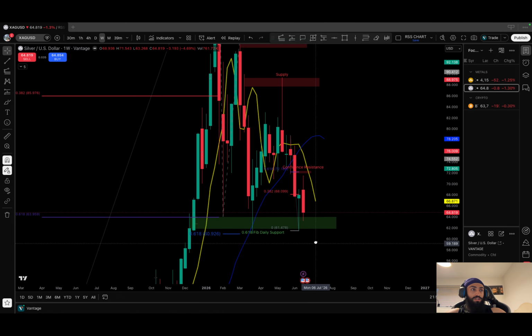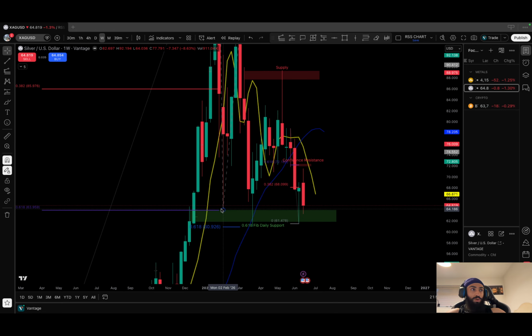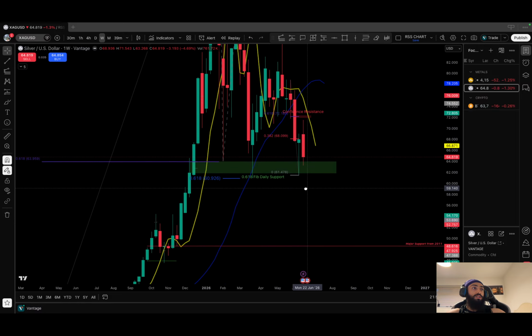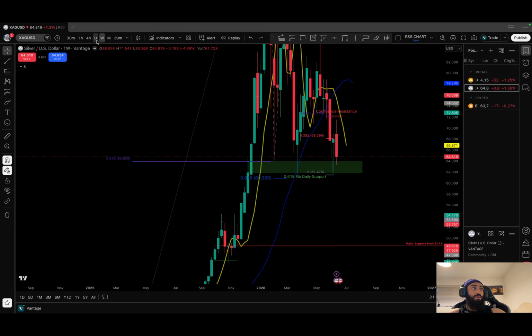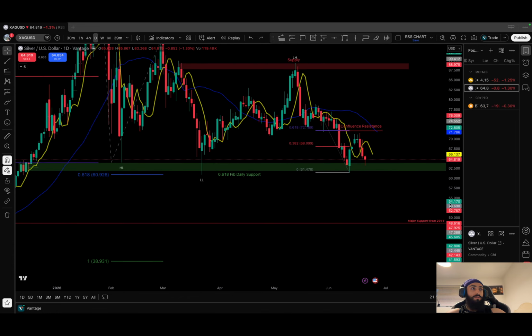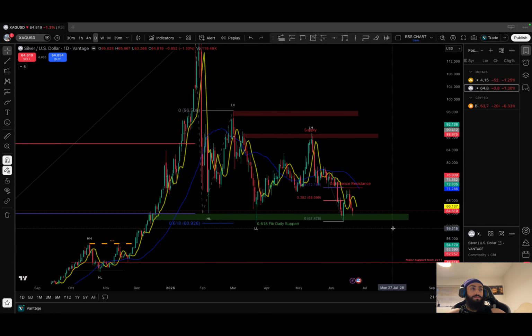Okay, yeah, so with 63 being support, because we wicked into it once, twice, three times, and we're currently testing that zone again, right? So this is your daily support level for silver.